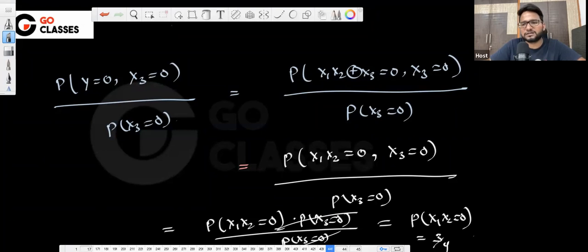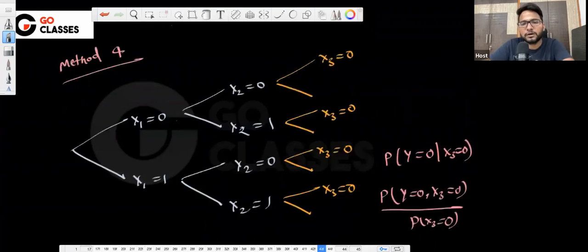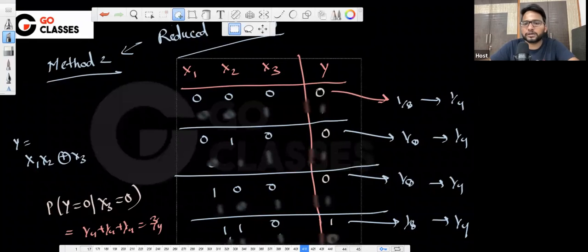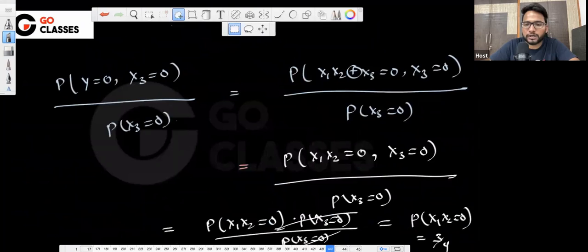Okay. I think that's the only possibility. Using that, we can solve this kind of question. Let me just think about it, if we have some other method also. Okay. So let's just solve this particular question without using reduced domain, but using the table only.